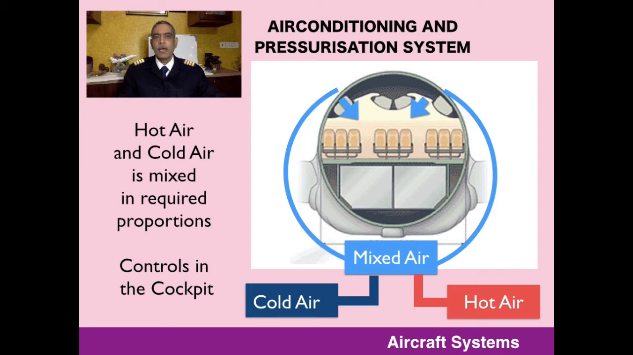The control to regulate the temperature is all held in the cockpit, and most of the time it is automatic. There are sensors all over the plane to sense the incoming temperature, and accordingly it keeps trimming the mixing of hot air and cold air to adjust the temperature. That's about the air conditioning system.